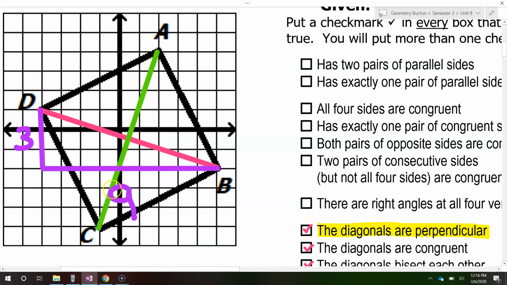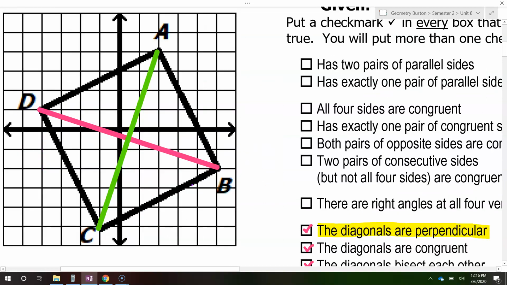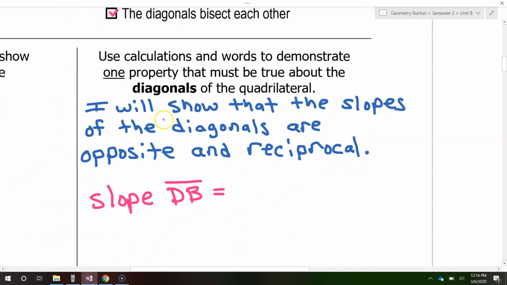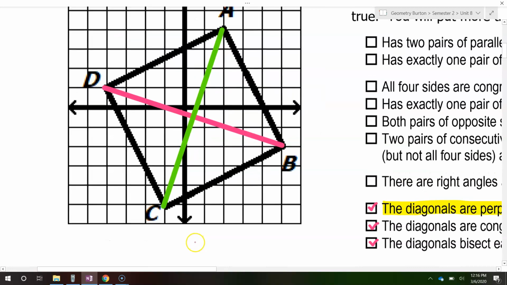So rise over run, that's 3 over 9. But be careful, this is downhill from left to right. That is a negative slope. So the slope will be negative 3 over 9. In fact, some students will say, well, we went down and right. That's negative 3 and positive 9. Negative 3 over positive 9, that's going to be the slope. Okay, whichever way you want to look at it. Let me clean this up a little bit. So, negative 3 over 9, which of course reduces to negative 1/3. Now let's look at the slope of the other diagonal, shown here in green.